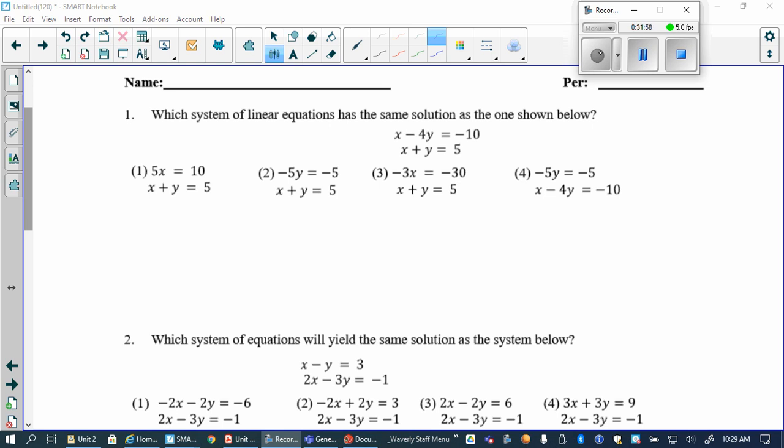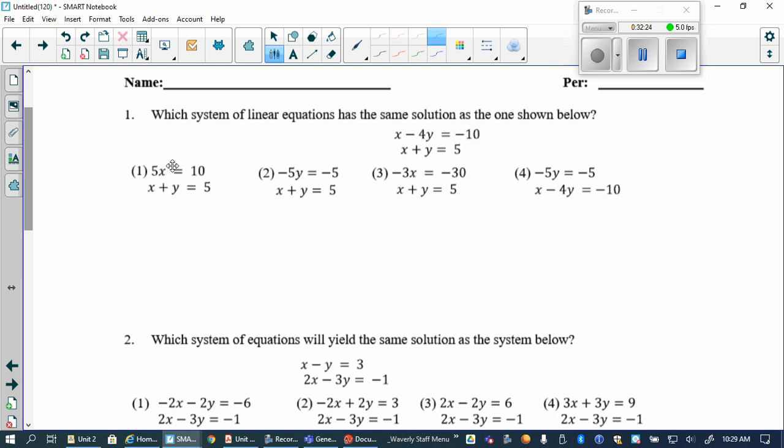Well, let me ask you this. Is there a way to combine these such that you will end up with a 5x? And what do you notice is missing here? The y. Okay. So it looks like in choice 1, what variable did they make disappear? Multiply the bottom. What variable did they make disappear?